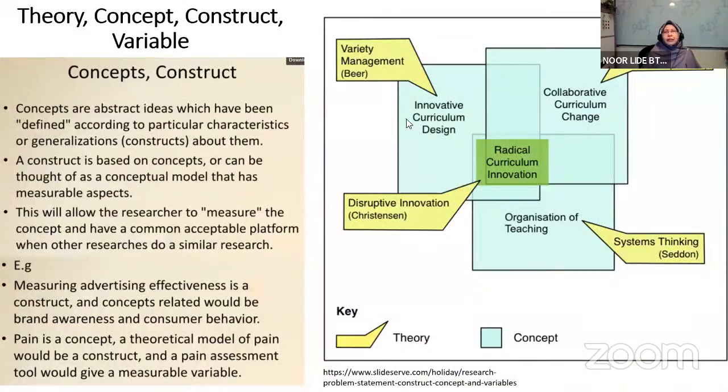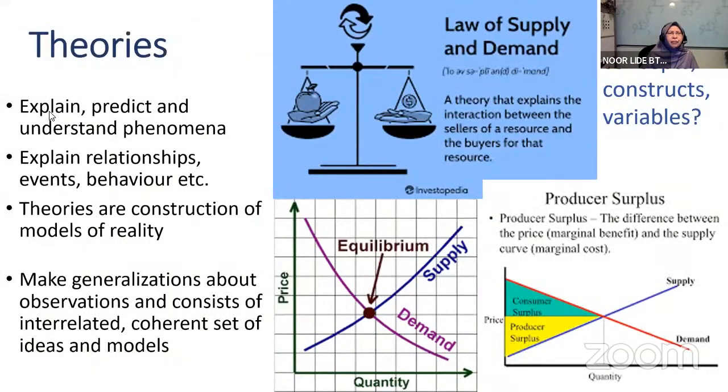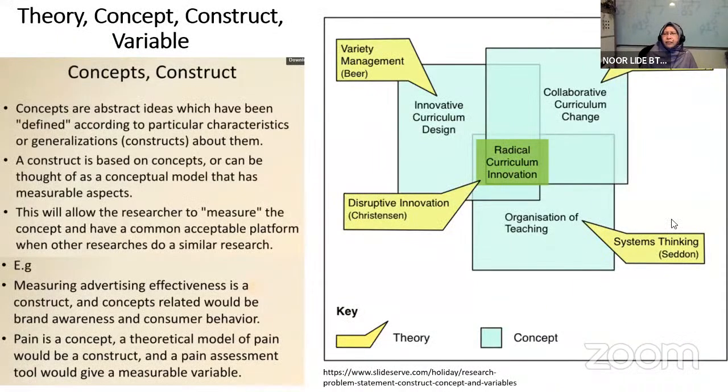All right. So the other things that they get confused about is, what is a concept, what is a theory? I think we have to teach them what theories are. Theories are meant to explain, to predict, so that we can understand a particular phenomenon. A theory also can explain relationships, behavior, and so on. And theories are based on some models of reality. What are things that we observe, we come up with an explanation for it, just like the law of supply and demand. All right. So these are theories.